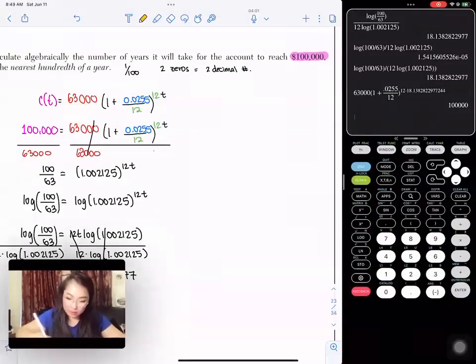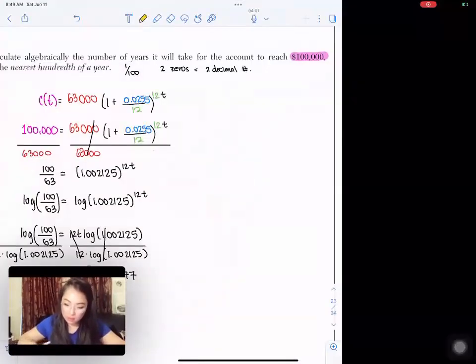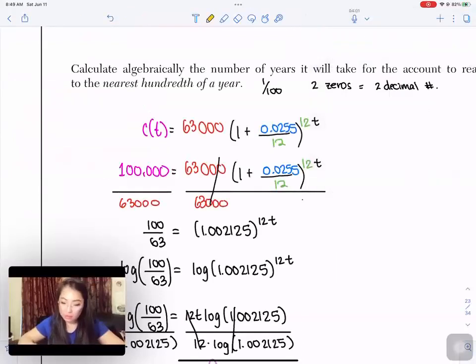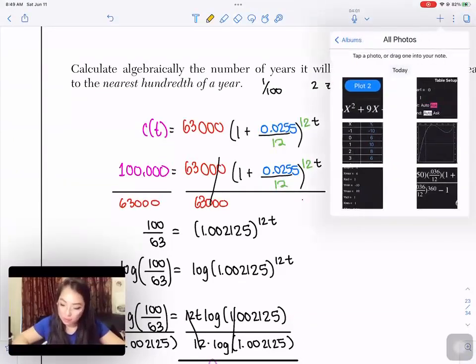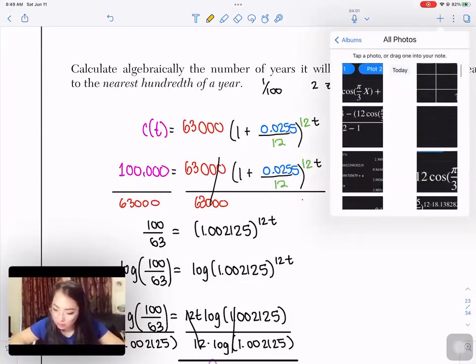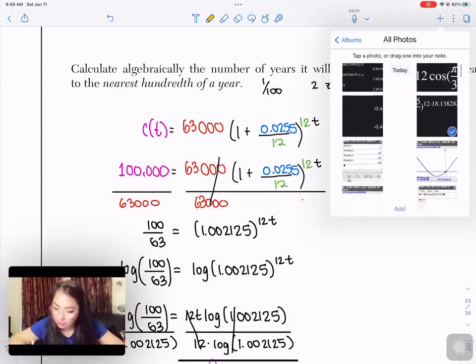All right. Glitchiness. Come on. Now my thing is frozen. Oh, okay. All right. So where is it in my photo? It's right here.